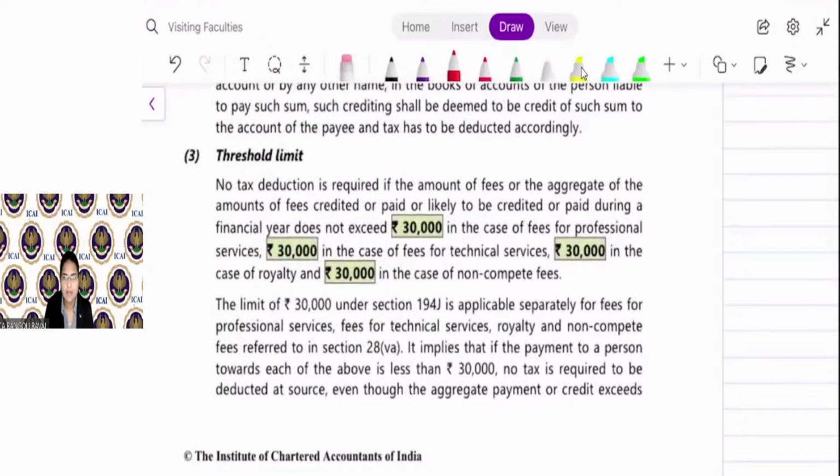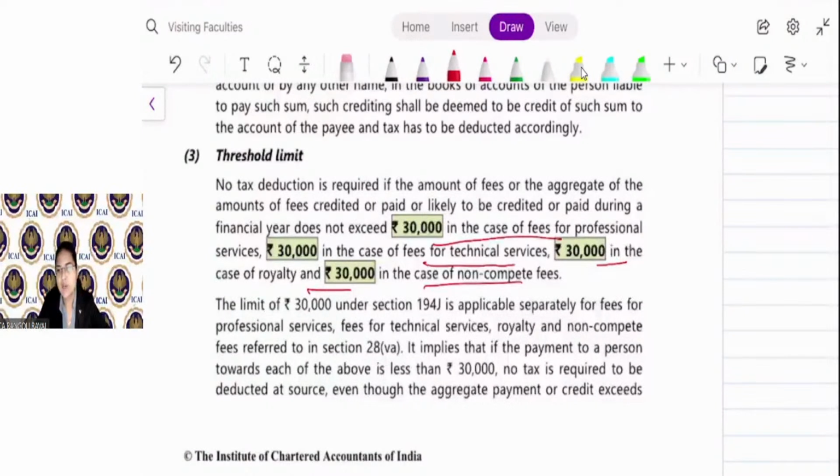But 30,000 is given separately for fees for technical service, 30,000 separately for fees for professional service, and 30,000 separately for royalty and non-compete fees. Here, my dear friend, director sitting fee is not given, so there is no limit in case of director sitting fees. So if you are paying 15,000 director sitting fee, then also you are required to deduct TDS, because the 30,000 threshold is given for fees for professional service, technical service, royalty, and non-compete fees.